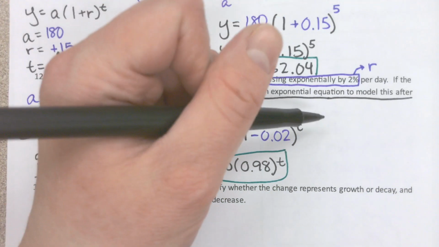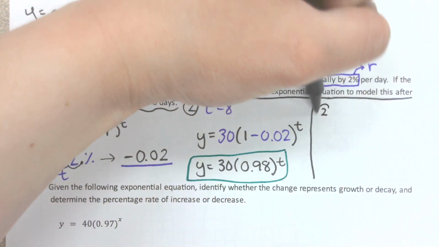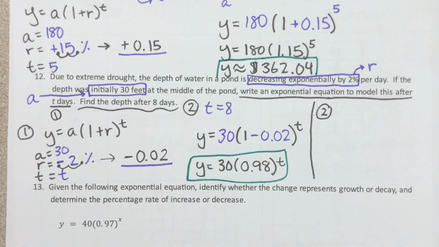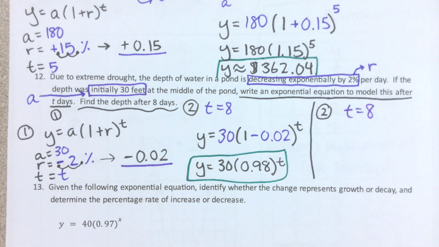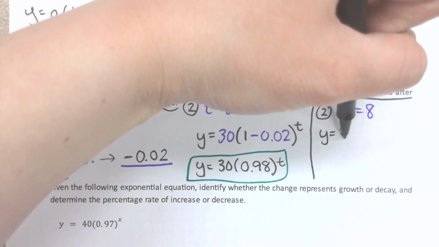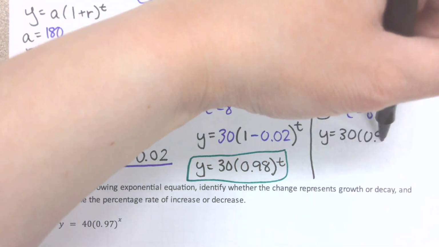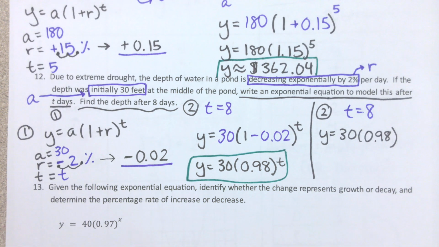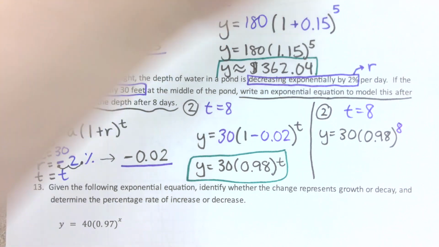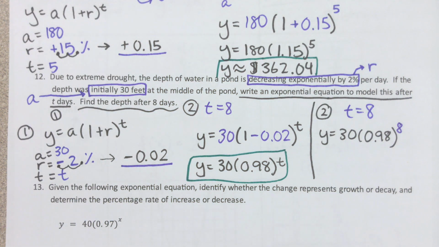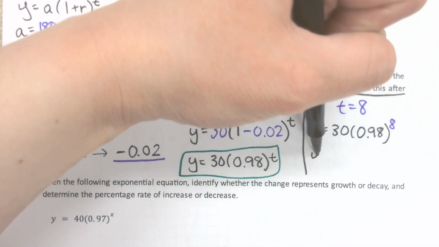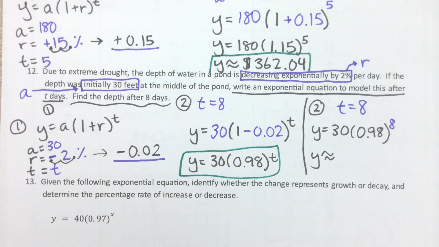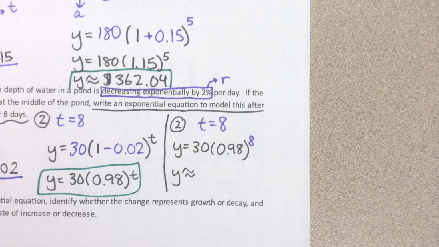Let's do part 2 of this problem real quick. Part 2, we have our equation already. We just need to plug in 8 for T. That's all we got to do. We have Y equals 30 times 0.98 to the 8th power. And then we'll let our calculator do that part for us. This will be another rounding problem. I'll round the same way as I did last time just to be consistent.